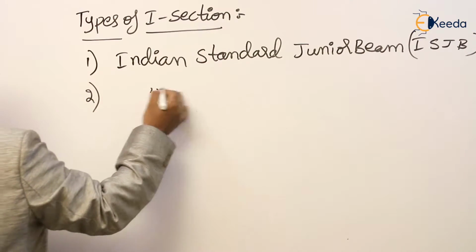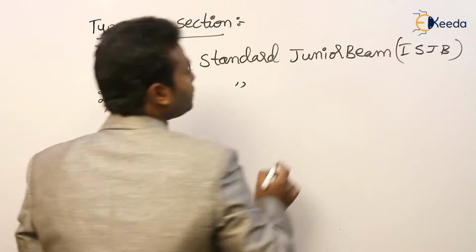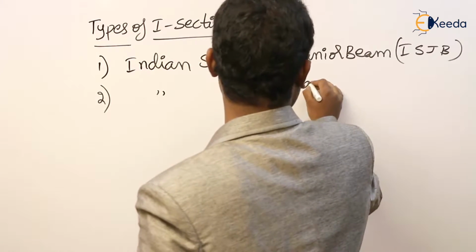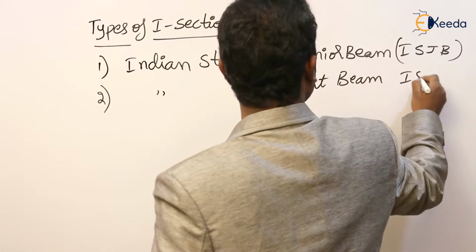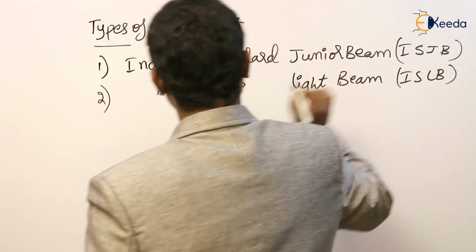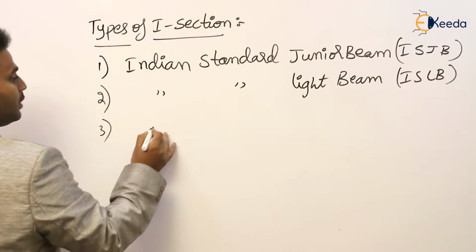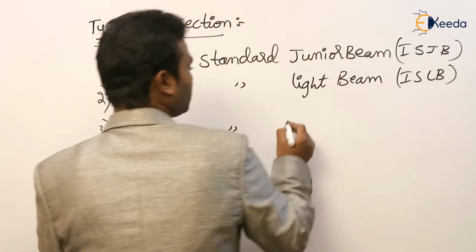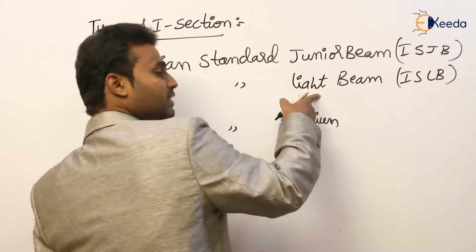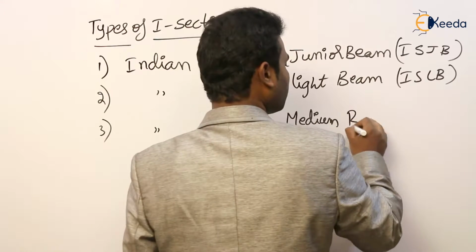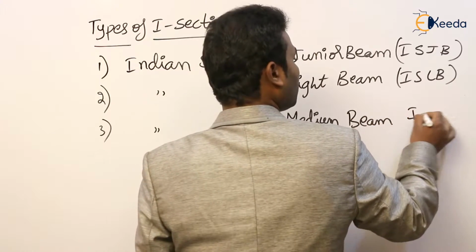Next, Indian Standard Light Beam, represented as ISLB. Next, Indian Standard Medium Beam, or medium weight beam. Actually, light means lightweight, so medium weight beam, or medium beam simply. ISMB.